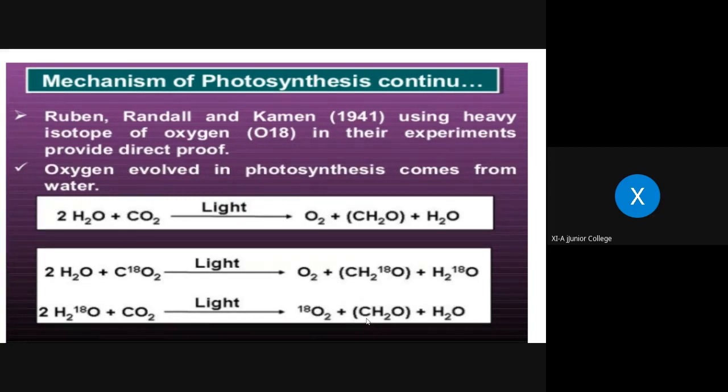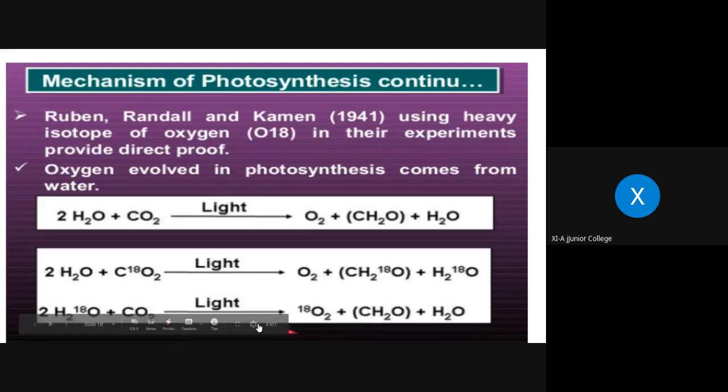a group of scientists, Rubin, Randall, and Kamen, in 1941 performed one experiment where they used a heavy isotope of oxygen. You know isotopes. Normal oxygen is represented by O16. Heavy is O18. Iso means similar, but heavy. So the isotope of oxygen, that is O18, was utilized.